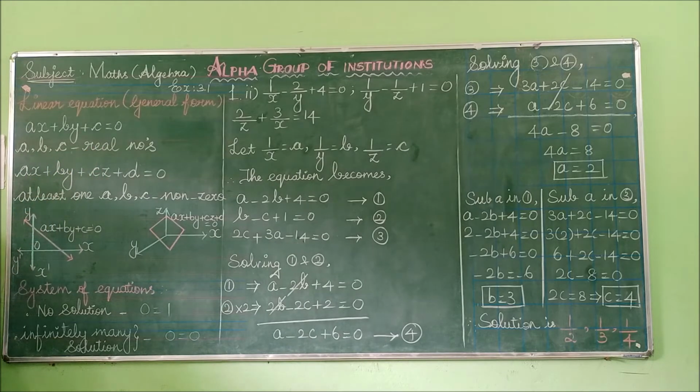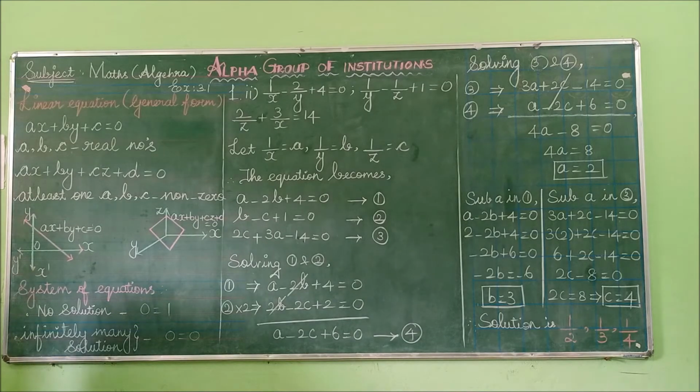Then look at your page number 86. Any linear equation in two variables: any first degree equation containing two variables x and y is called a linear equation in two variables. The general form of the linear equation in two variables x and y is, how we can write, ax plus by plus c equal to 0.